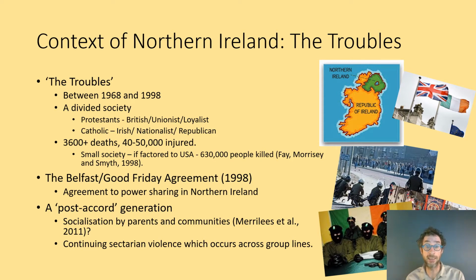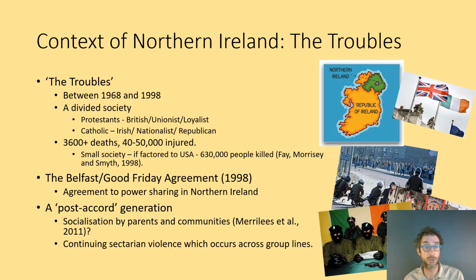Now, the overt conflict came to an end in 1998 with the Belfast Good Friday Agreement, where there was an agreement to power sharing in Northern Ireland, so between both Protestant and Catholic communities, and the system was put in place where both had a say in politics, and both the Republic of Ireland and the UK government would also support that. And so we might think that since then there's been a post-Accord generation, people who've grown up actually with peace, with the disarmament of organisations such as the Irish Republican Army, the IRA, or loyalist paramilitary groups.